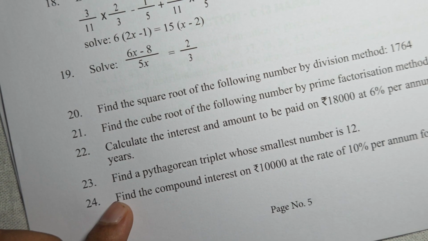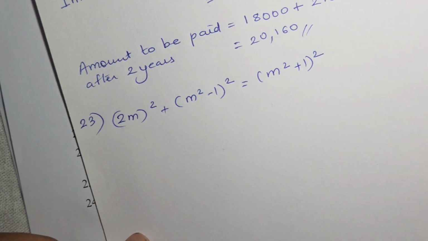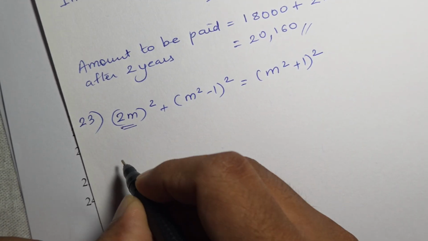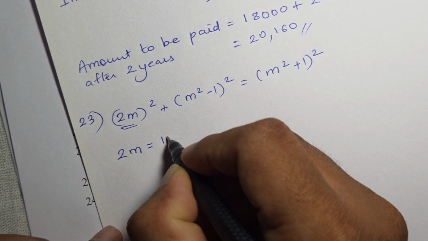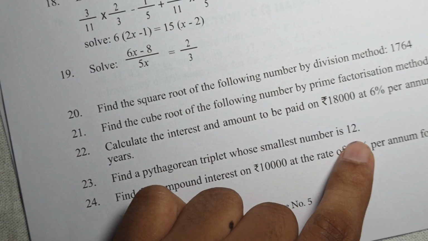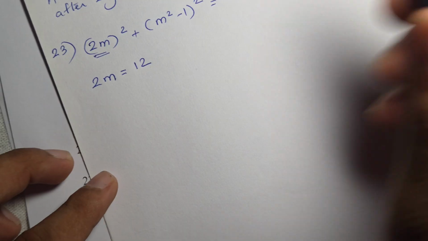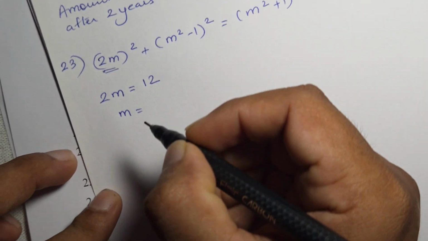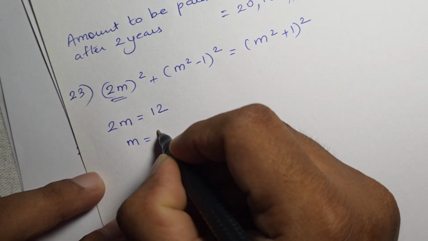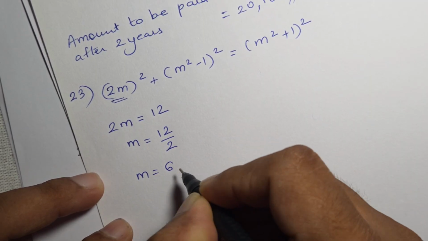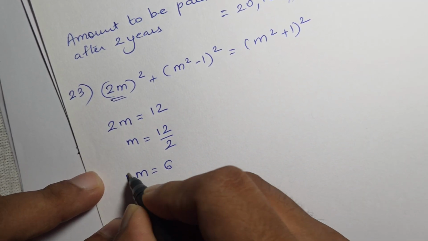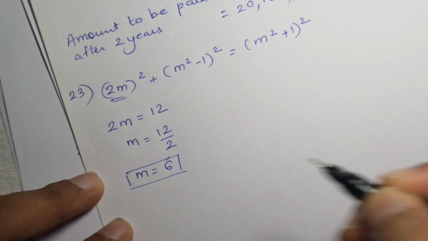So let us consider 2m as the smallest number, and the smallest number is 12. That's what they have given. So if I take the 2 to that side, it will divide and m is equal to 6. Correct? So we have got m as 6.